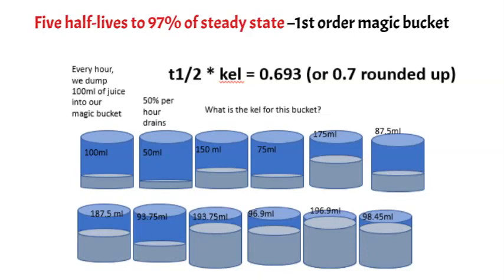What's the K of elimination for this bucket? We're draining 50% per hour, so our half-life is 1 hour. 0.7 divided by half-life equals KEL equals 0.7 reciprocal hours.